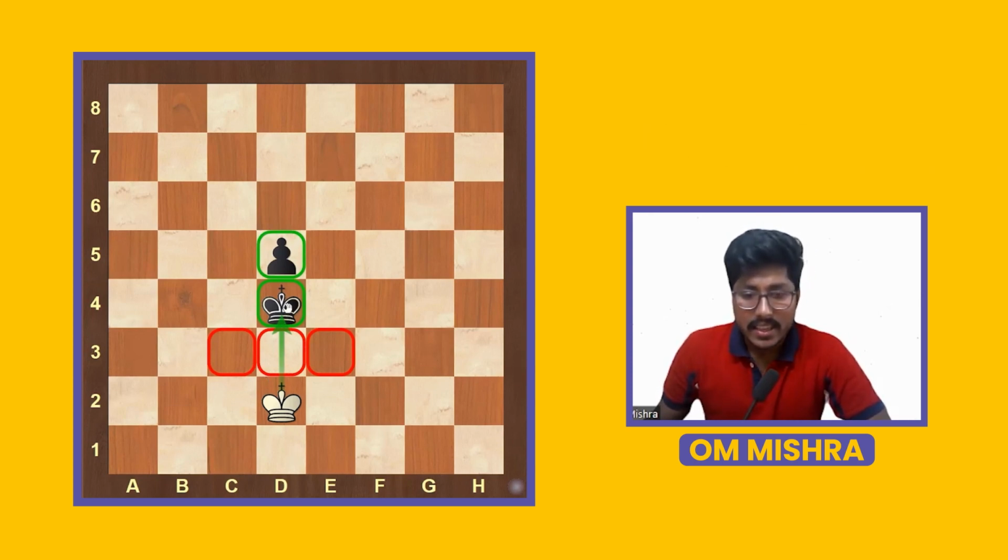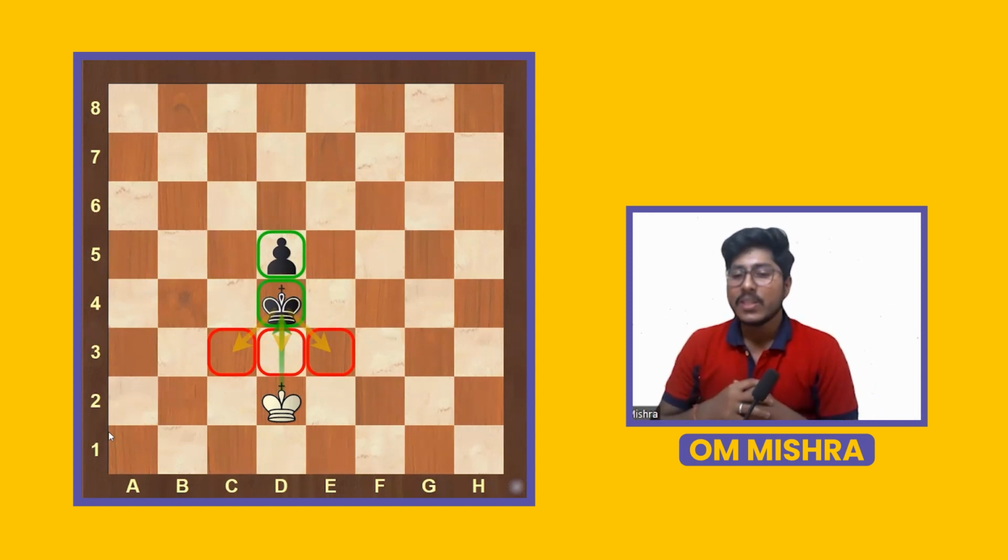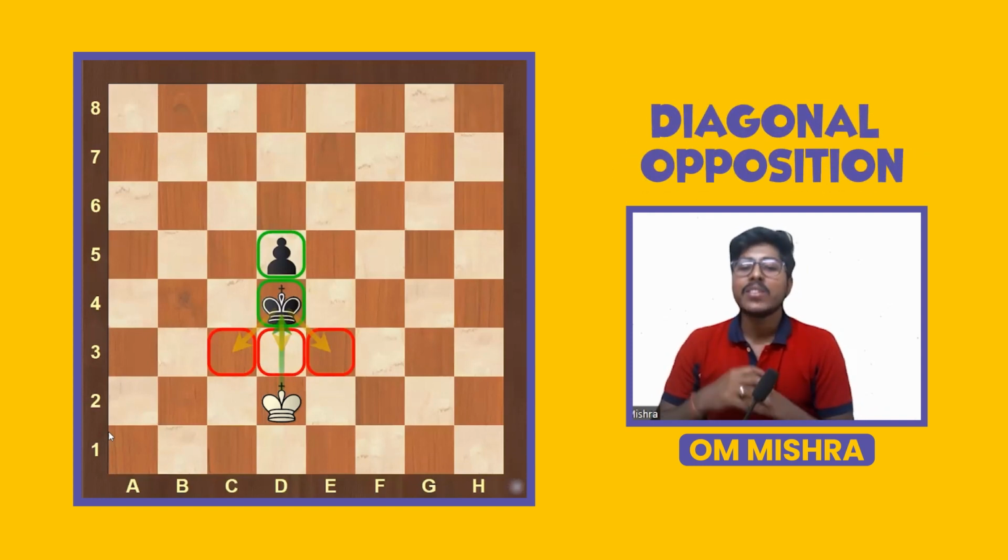So as the king cannot come to these key squares, we can easily stop the opponent king as well as the pawn from getting promoted to the last rank, that is the first rank for us. So this is how the distant opposition is working right here. Now the next thing I'm going to tell you is diagonal opposition.